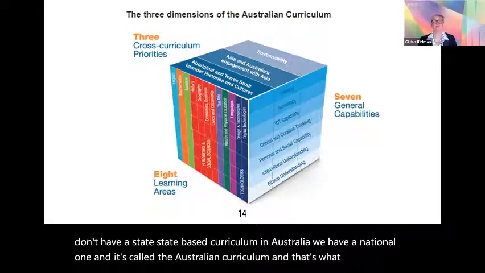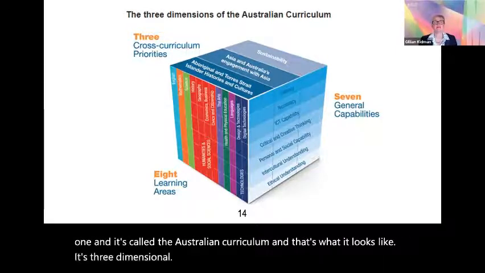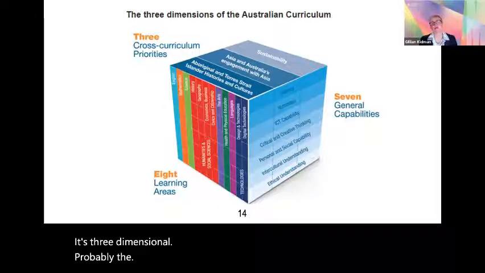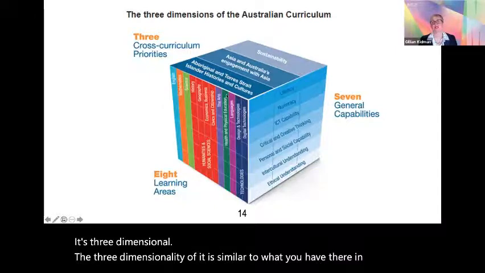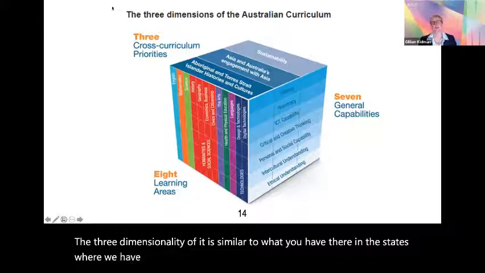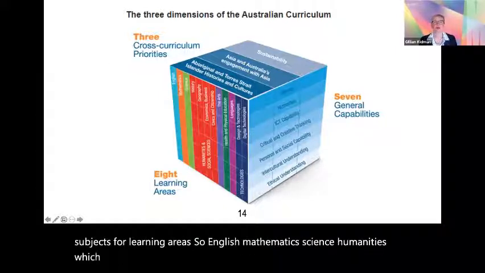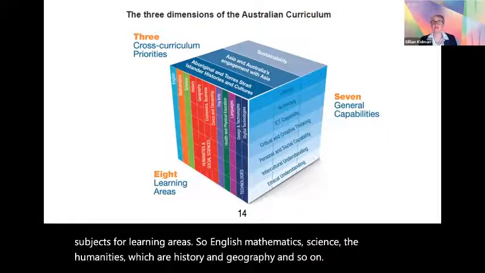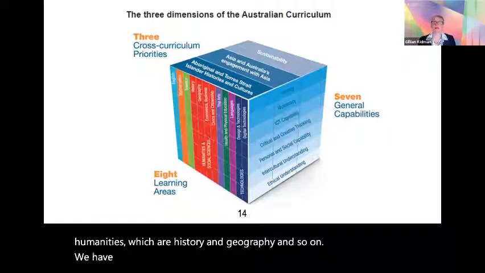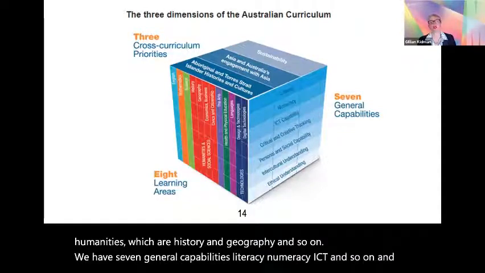It's three-dimensional. Probably the three-dimensionality of it is similar to what you have there in the States, where we have these cross-cutting ideas. So we have 8 different subjects or learning areas: English, mathematics, science, the humanities, which are history and geography, and so on. We have 7 general capabilities: literacy, numeracy, ICT, and so on. And we have cross-curriculum priorities.